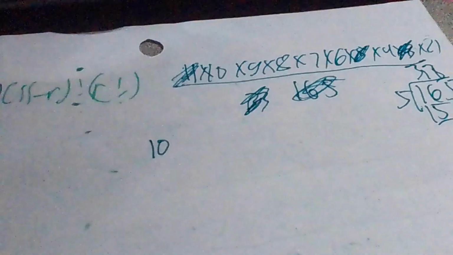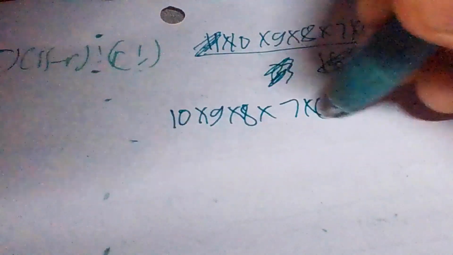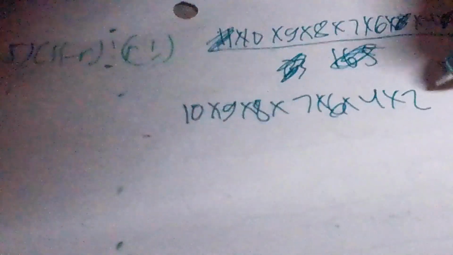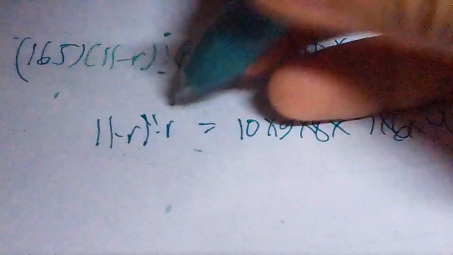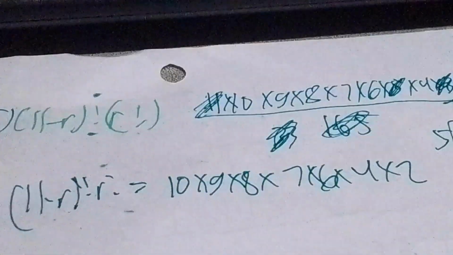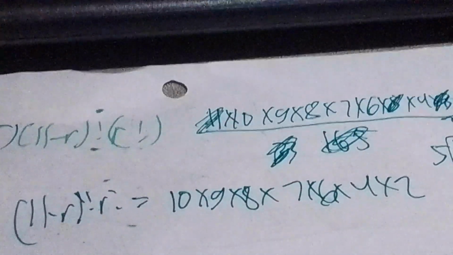Now, let's rewrite the factors again. So now you have 10 times 9 times 8 times 7 times 6 times 4 times 2. Tama? Now, remember, just what I said, it has to match with the 11 minus r factorial times r factorial. So, kailangan dapat, di ba remember sabi ko sa'yo, kailangan dapat nakamatch. The r factorials must match, such that, di ba remember, it has to be in that manner.